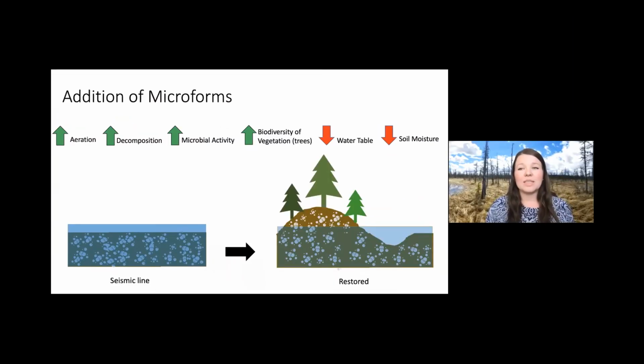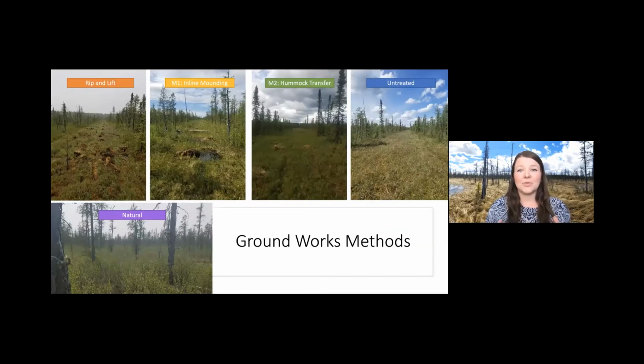This is really important because when a seismic line is created, the peat is compacted, causing the water table to increase and the peat to become really saturated, which makes it hard for woody vegetation like trees that don't like to be submerged to reestablish on the line. So introducing this microtopography or microforms of hummocks increases the aeration, decomposition, and really gets that microbial activity going again, which increases the biodiversity. It's really important still to have those hollows because we want that water-loving vegetation like sphagnum to still thrive. So that's why we did these 3 different restoration techniques.